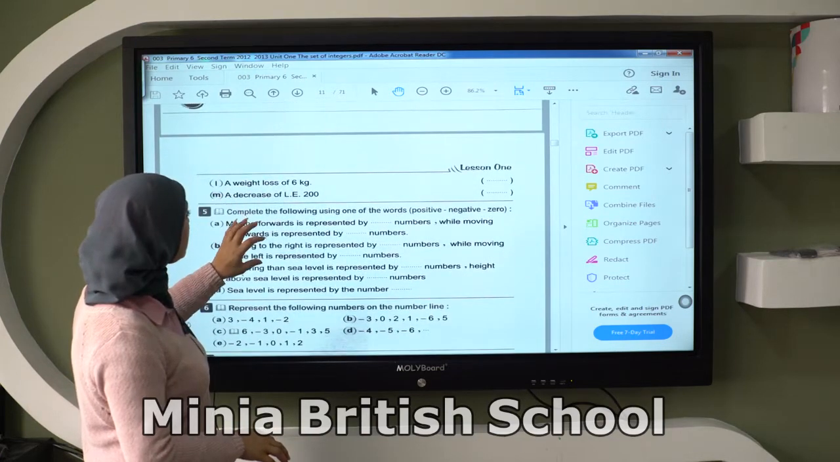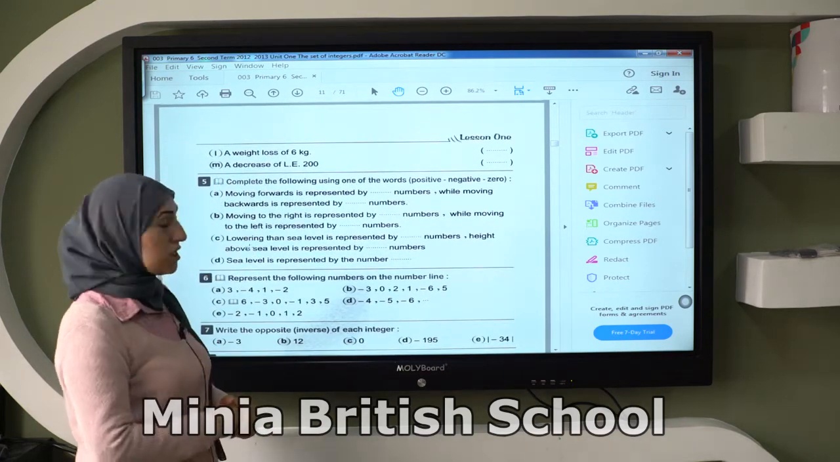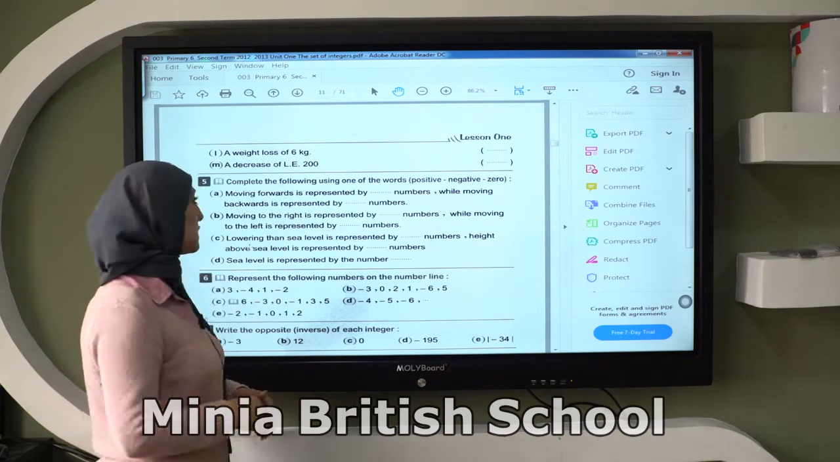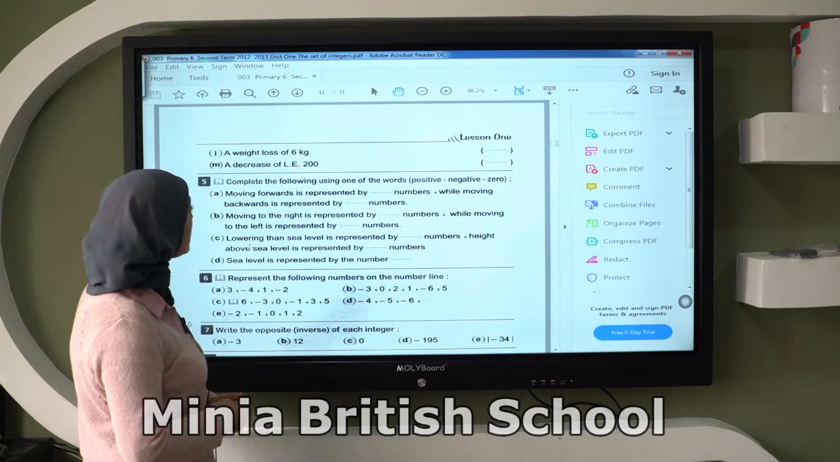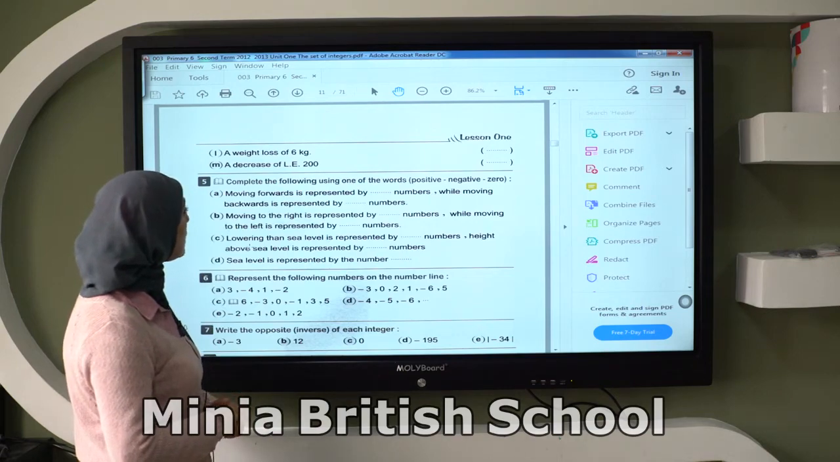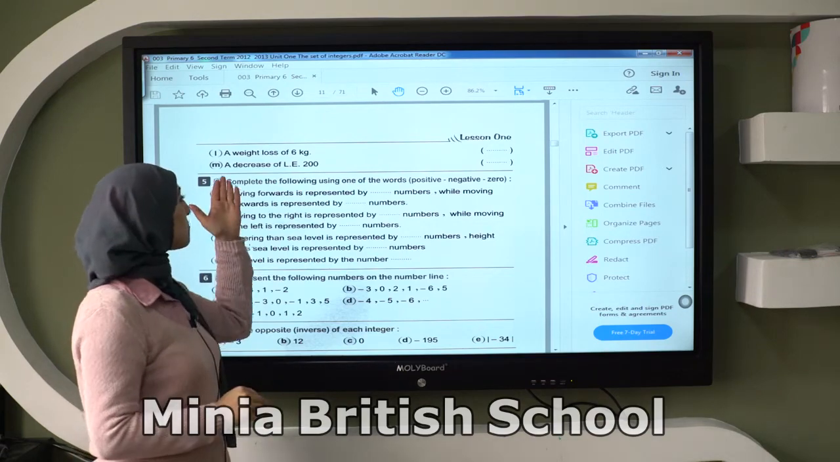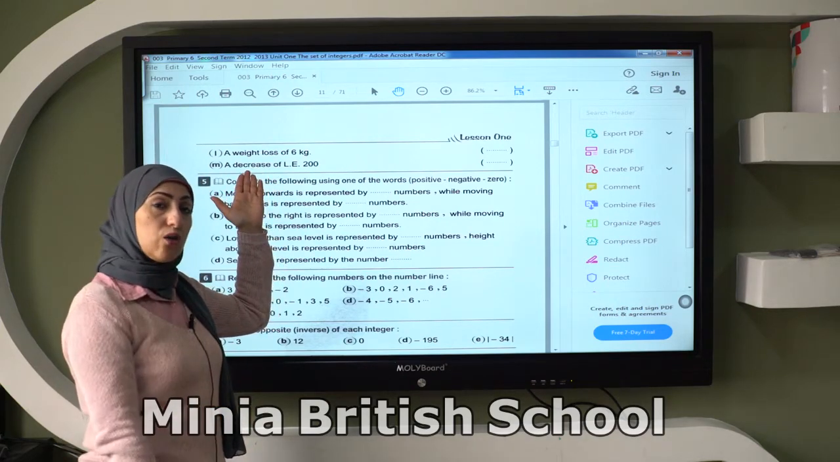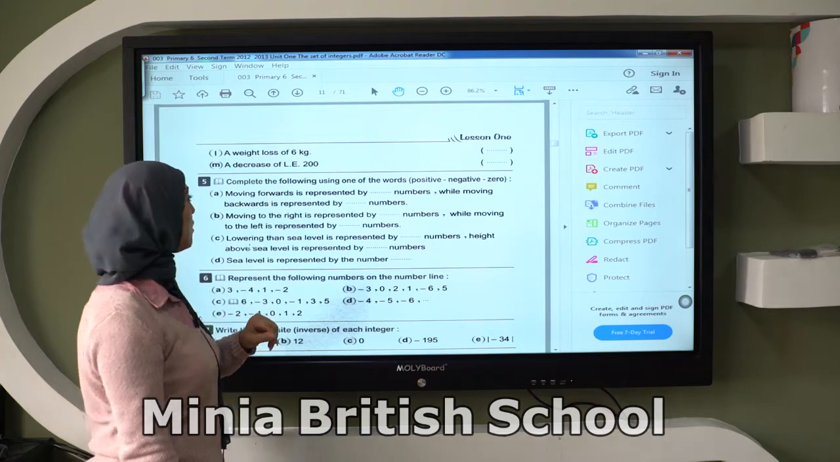Here, a weight loss of 6 kilograms, loss, so it will be -6. And here, a decrease of 200 pounds, it means decrease, not increase, decrease, so it will be -200, okay?